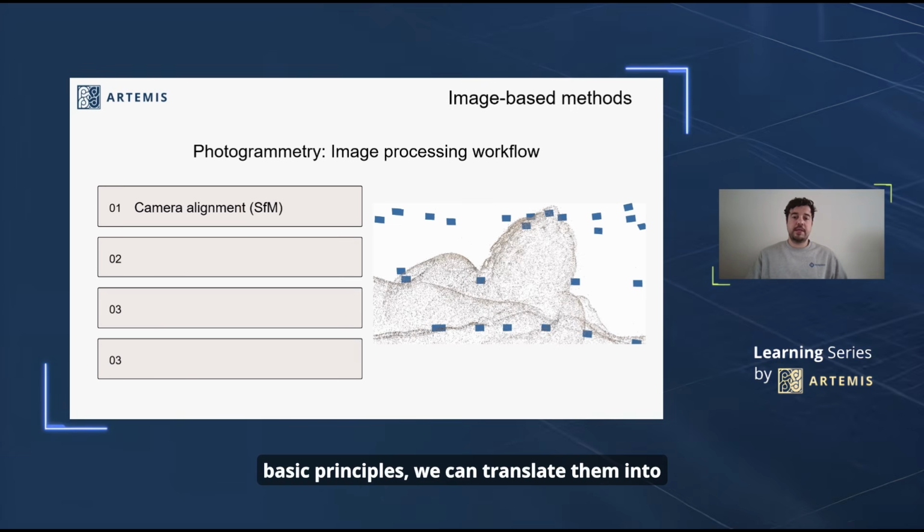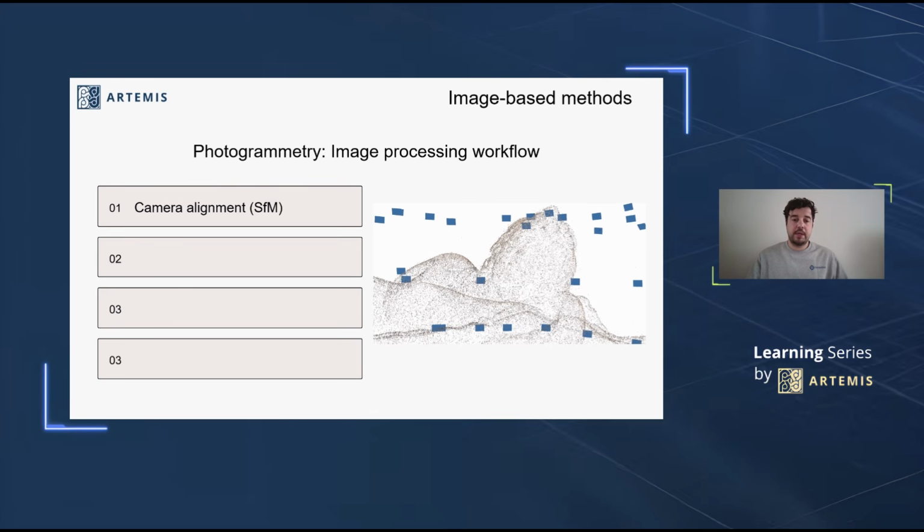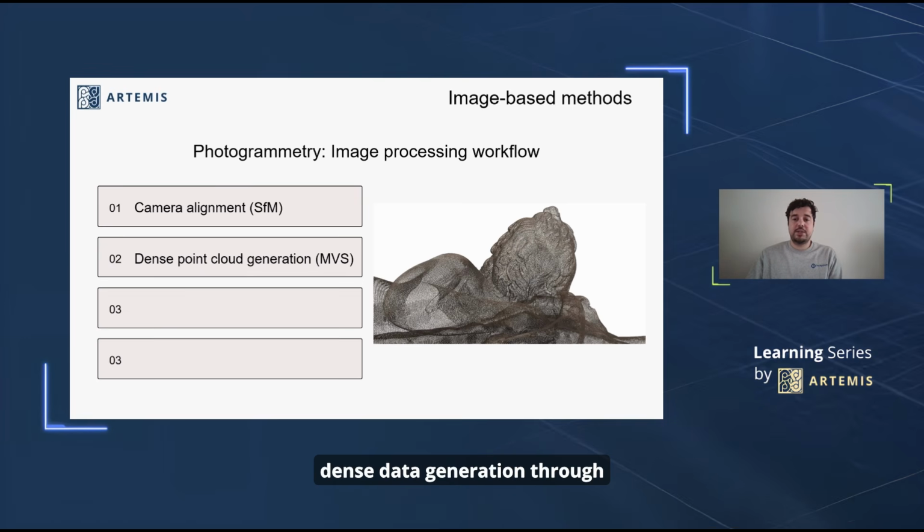After looking at the basic principles, we can translate them into the operational workflow of photogrammetry. The first step is camera alignment, based on structure from motion. This step is fundamental because it defines the geometric consistency on which all the subsequent processing is based. Starting from the aligned cameras, the process continues with dense data generation through multi-view stereo. The software calculates depth maps and from these can generate a dense point cloud, often also associated with color information. In some application contexts, the dense cloud can already represent a useful final result.